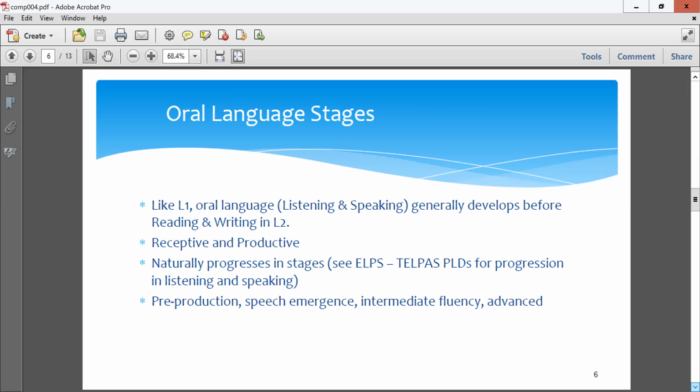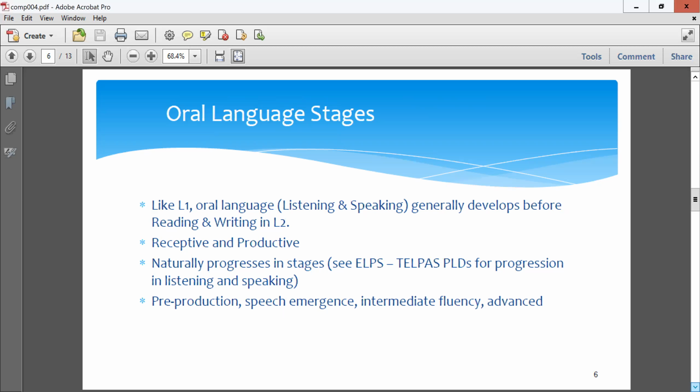Oral language also progresses in stages, just like anything else, from, say, a beginner to an intermediate, advanced, and advanced high. But in theory and research, we hear terms such as pre-production, speech emergence, intermediate fluency, and advanced. Okay? Our TELPAS and our ELPS refer to these as beginning, intermediate, advanced, and advanced high. But in the actual research world, you would hear these terms.